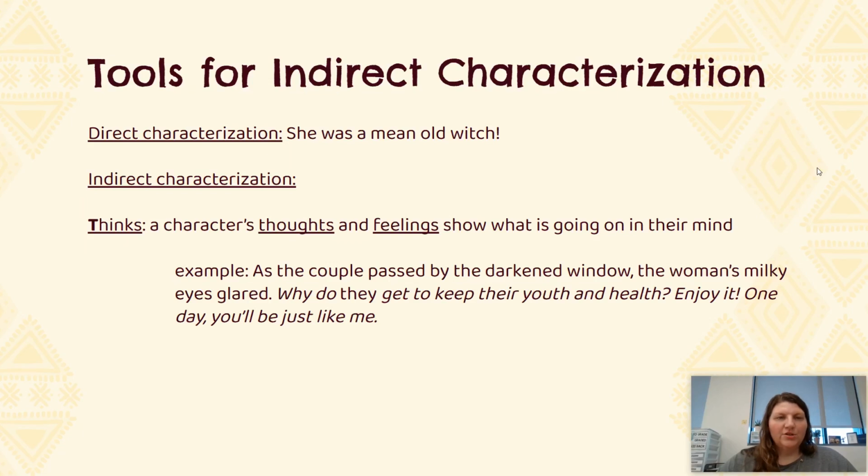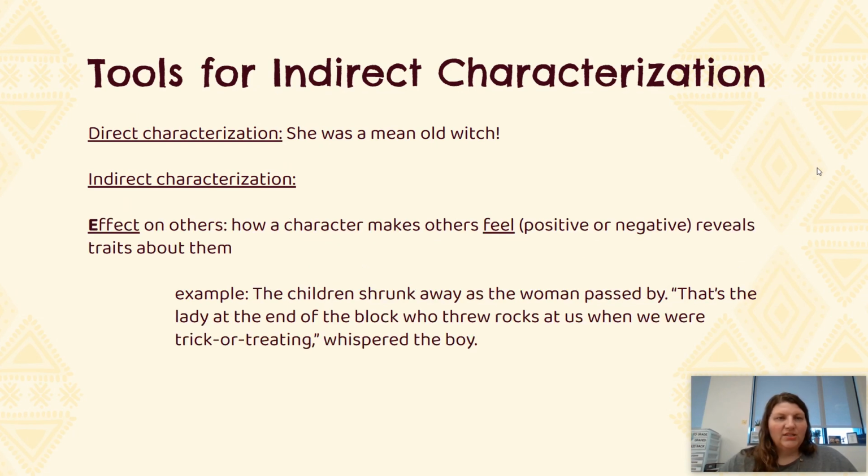Next is what the character thinks. A character's thoughts and their feelings show what's going on in their mind and show us something about them as a character. In our example, there's a couple walking by and the woman's milky eyes, which is gross, glared. And she thinks, why do they get to keep their youth and health? Enjoy it. One day you'll be just like me. So she's thinking about this happy young couple, able-bodied, and now she's old and going blind, and that tells us that she's regretful or she's creepy, that she's just watching this couple and you should enjoy your health.